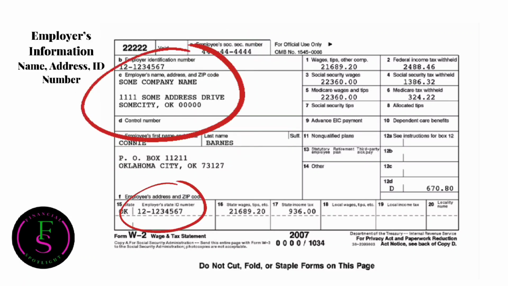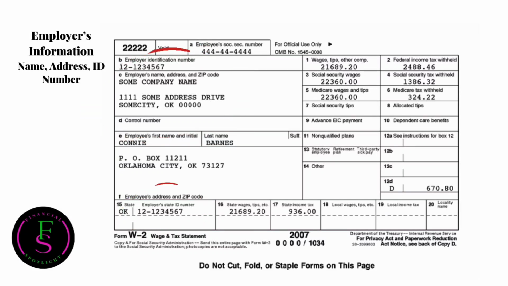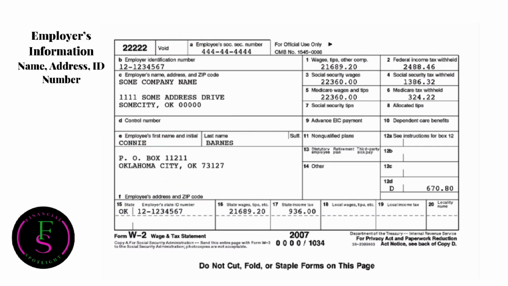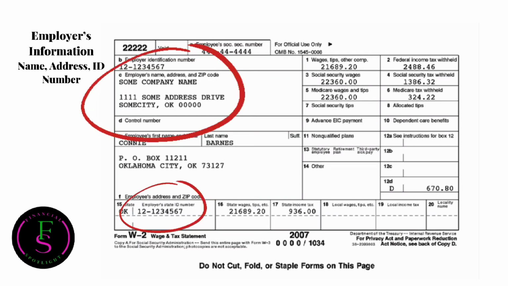The next section that you need to look at and make sure is correct is the employer's information, the name, address, and then the employer's identification number. That's the EIN. It's right there in box B. And then they also have it for the state down in box 15. So you need to just make sure that all this information is correct.